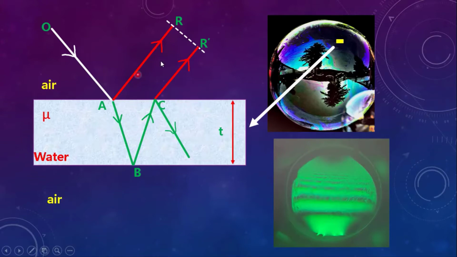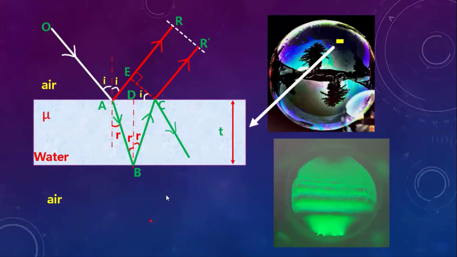In order to derive the interference pattern, we have to take this geometry. If you draw a normal at this point, this is the angle of incidence, and these two angles are equal because of the laws of reflection. This is the angle of refraction. Now if I draw another normal at point D, this angle is r, this angle is also r, and this is also r.